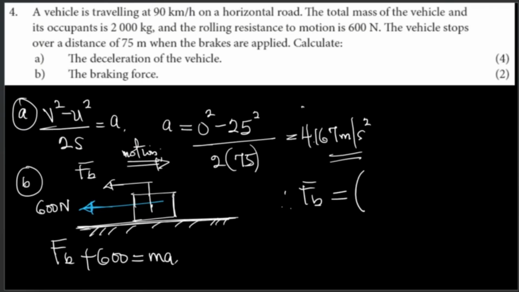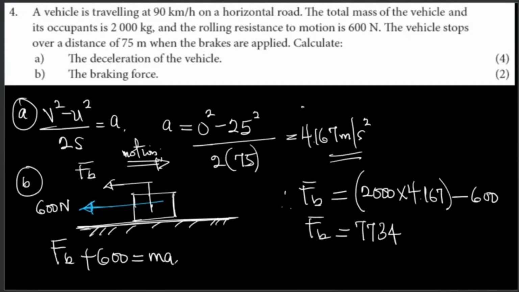So that you can have your braking force equal to ma minus 600. The mass there is 2,000, acceleration there is 4.167. This is how you did it, right? You got 77734 newtons. So with the braking force, we make use of the deceleration that we got here.